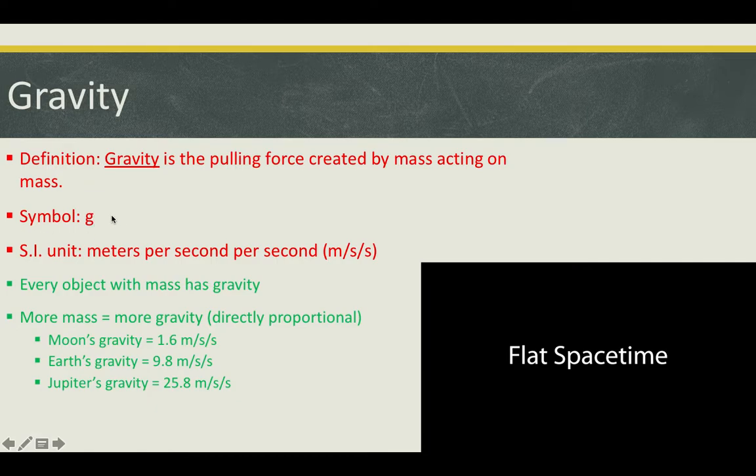The symbol for gravitational field strength is a G, and since the acceleration of gravity is an acceleration, the unit is meter per second per second. And as I stated before, every object with mass has a gravitational field, but more mass means more gravity. So listed along here, Jupiter is more massive than the Earth, therefore its gravitational field strength is greater. The Moon is less massive than the Earth, therefore gravitational field strength is smaller. There's one other factor that affects gravitational field strength. It's actually the radius, but we won't get into a whole lot of that.